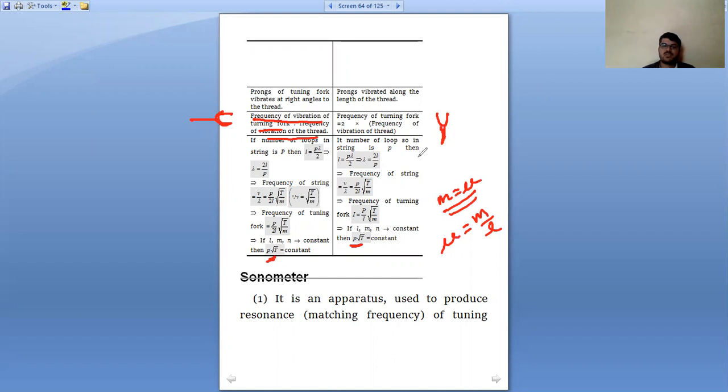Read these notes carefully and ask me doubts. For today we will stop here. Okay, so let's stop. Read the notes carefully and revise once.